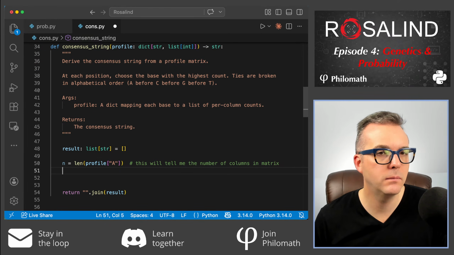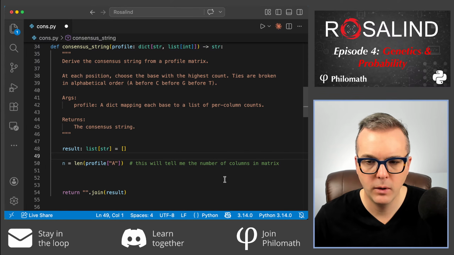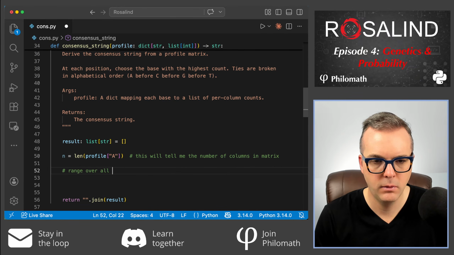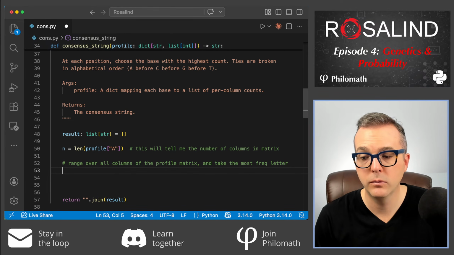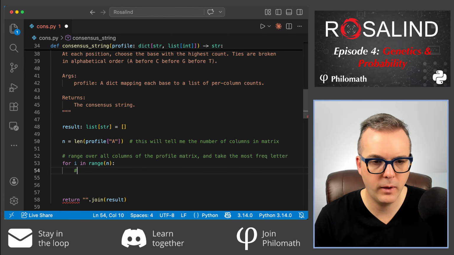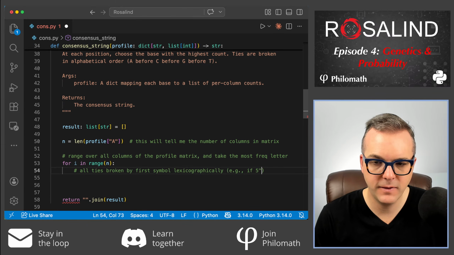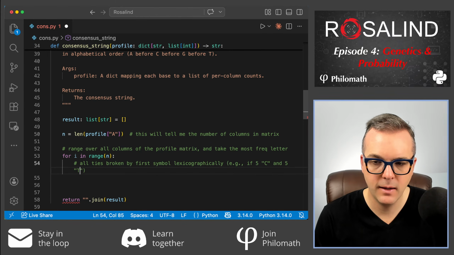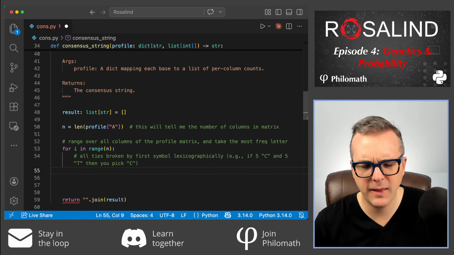And once I've done that, then it's just a matter of saying, range over all the columns and take the most frequent letter. Okay. So for I in range over n, there's a critical point, which is that all ties are broken by the first symbol lexicographically. So if you have 5 C's and 5 T's, then you pick C. As long as we do the ranging appropriately, that's going to be okay.